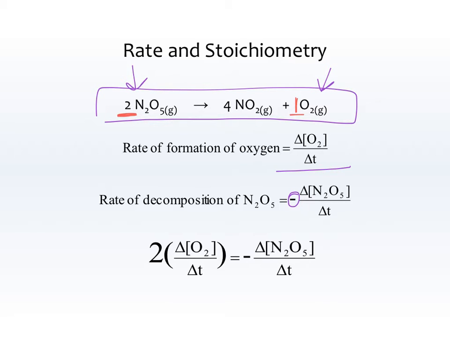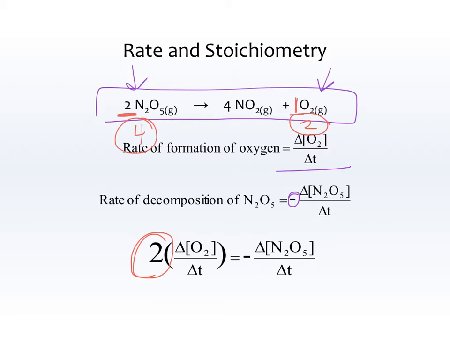So let's say I started with 4 moles of N2O5, I would end up with only 2 moles of oxygen. In the same amount of time it would take me to get rid of 4 moles of N2O5, I would only produce 2 moles of oxygen. So if I wanted to relate the rate of formation of oxygen to decomposition of N2O5, I would need to double the amount of oxygen.